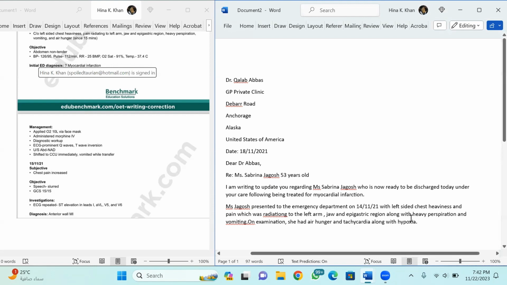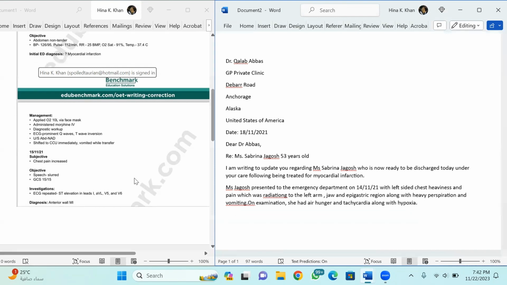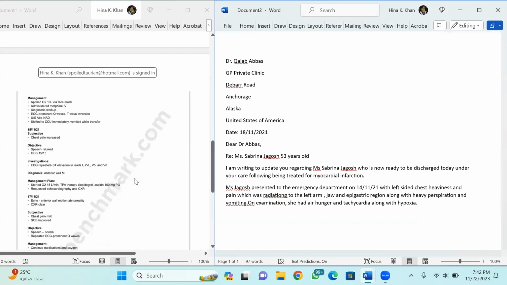Okay, or you can also write, okay, abdomen is non-tender, it's negative. So if I'm a cardiologist, I don't think that's something very important that I have to write. Now we'll just move to the management part. I will just go away here.